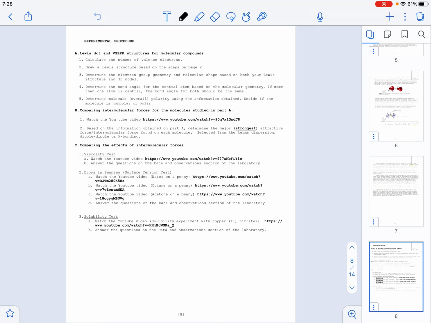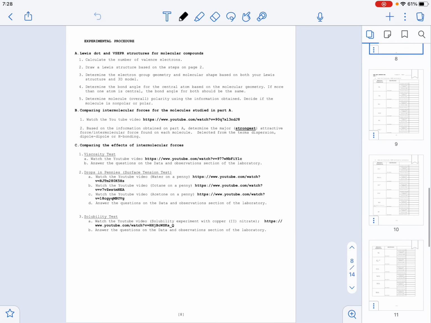In part A, you have to calculate the number of valence electrons for a particular structure. You need to draw the Lewis structure. You need to determine the electron group geometry and molecular shape. But understand that for those Lewis structures, we don't have a digital 3D model, so there's no 3D model that you can utilize to check your structures. But you need to determine the bond angle for the molecule, and you need to determine the overall polarity.